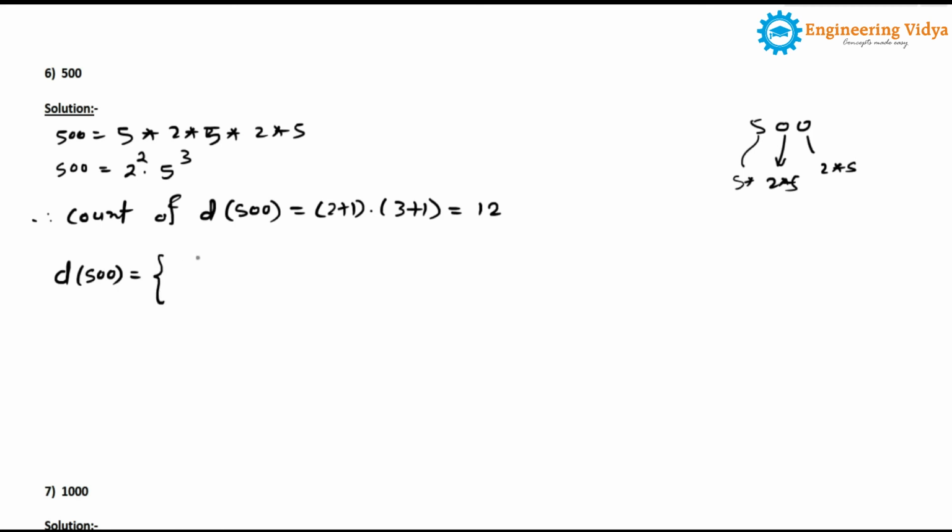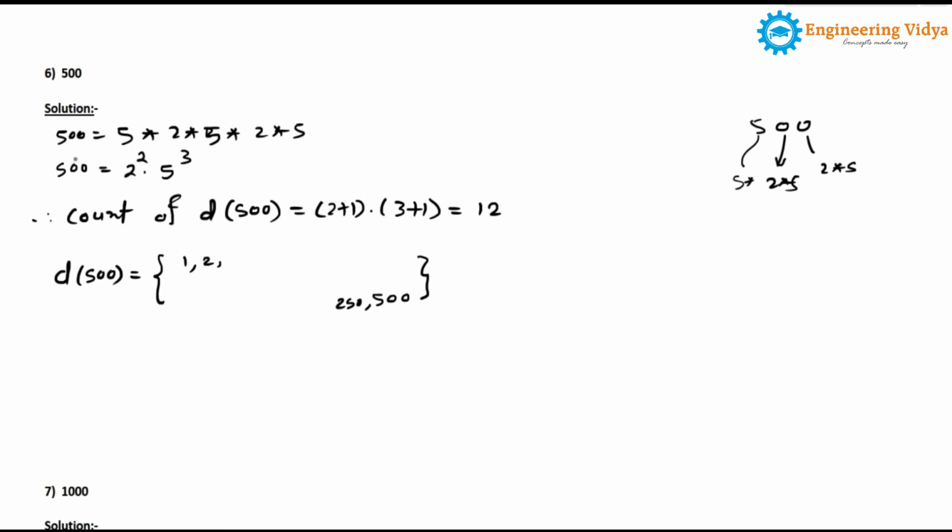So I'll start from what? A total of 12 numbers will be there, right? Every number will be divided by 1 as well as itself. So itself means what? 500. Now check for the 2, right? 2 can divide 500, and if I divide by 2, the quotient will be 250. It means that 250 also can divide 500.